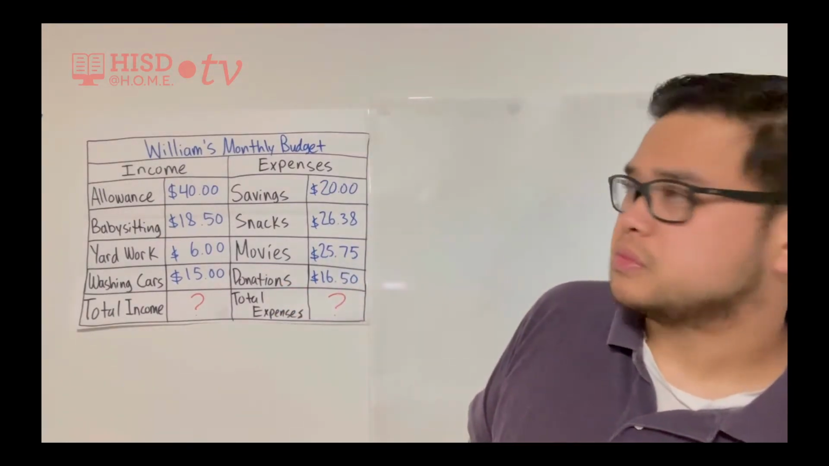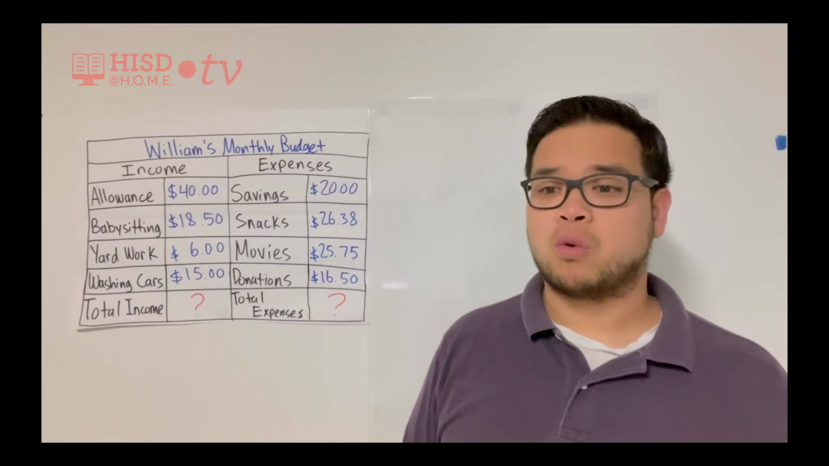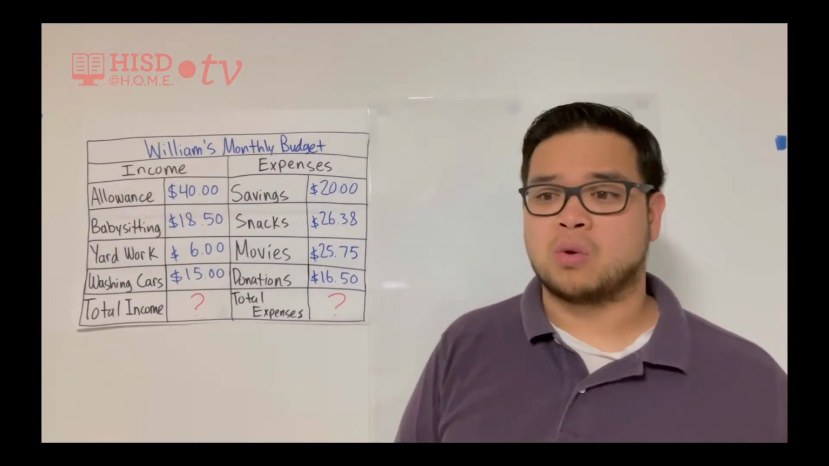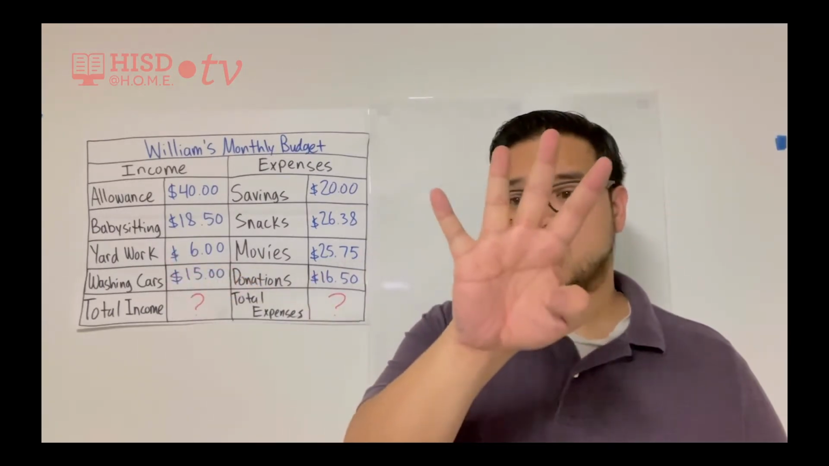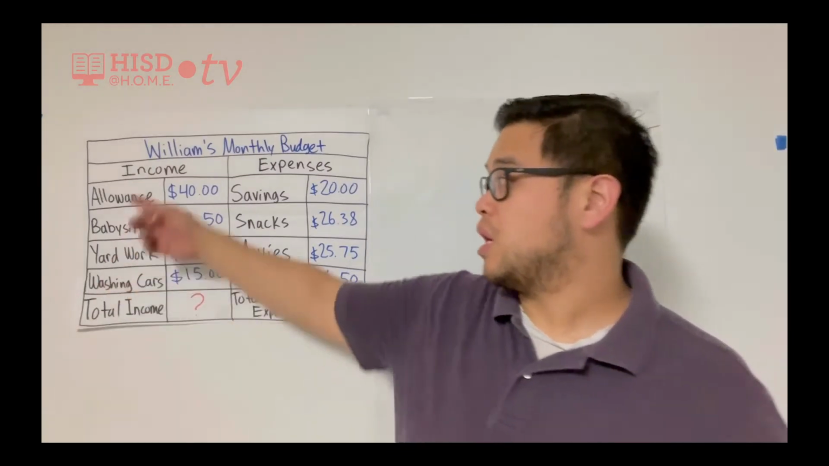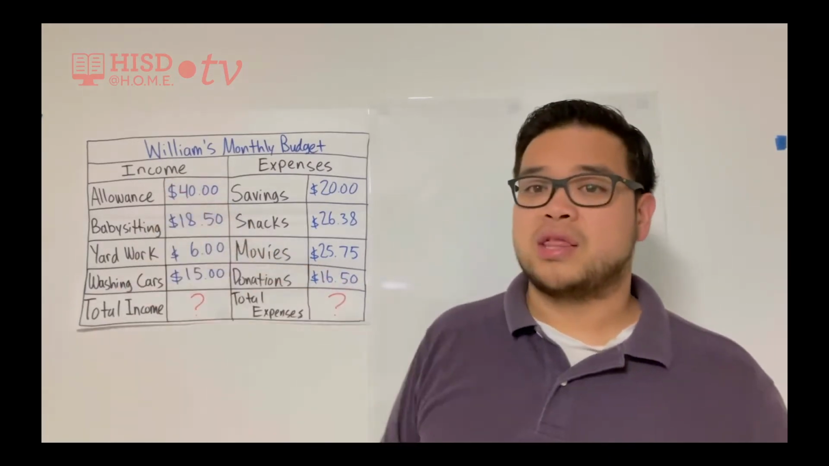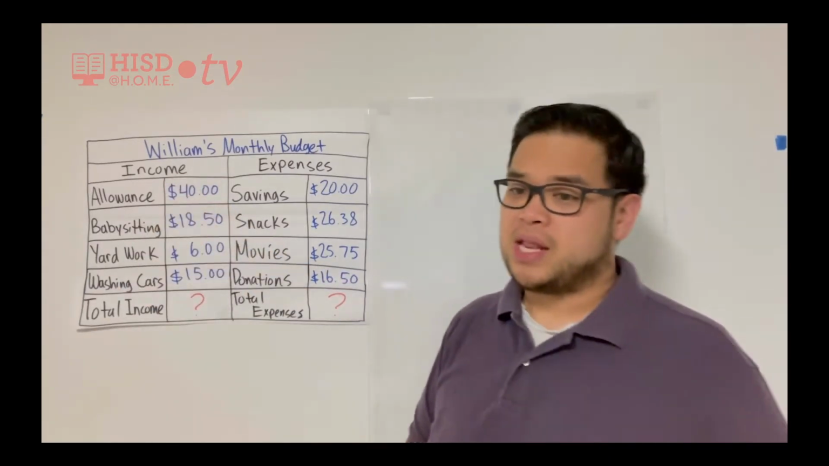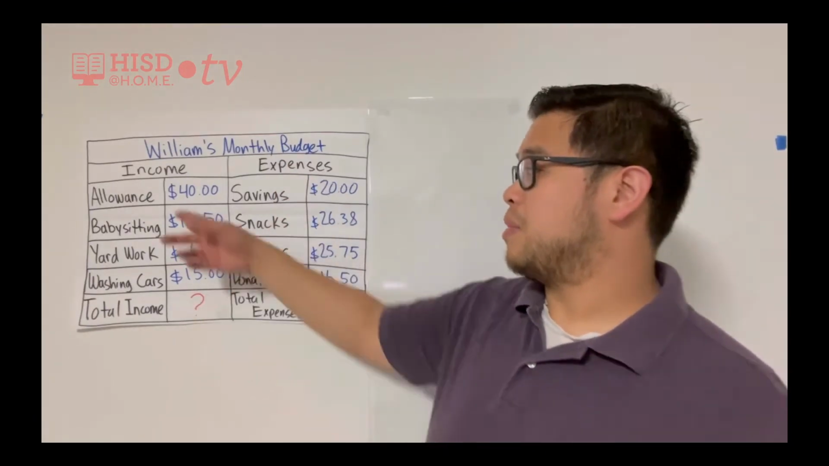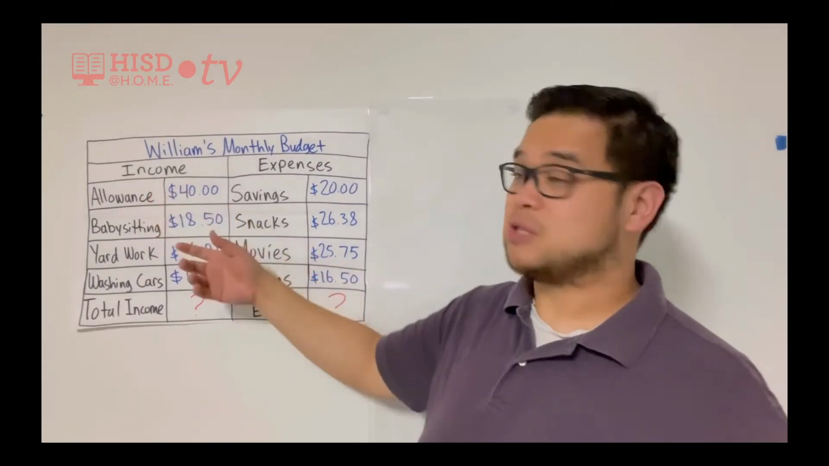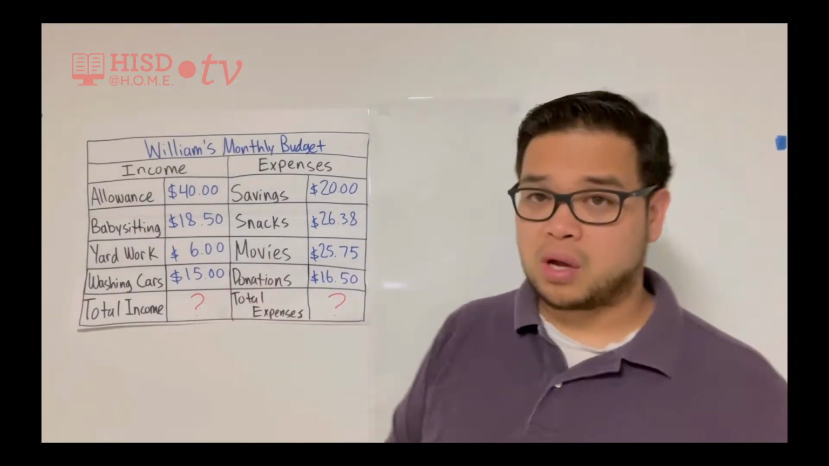We're going to be using this chart throughout the next couple questions. I have about 4 questions that I wanted to ask. Before I get to this question, one thing I do want to point out is that William has 4 sources of income: allowance, babysitting, yard work, and washing cars. So that's 4 different areas that he's earning money for his income. And then he also has 4 different expenses. So we kind of see that the money that he's earning is a balance with the money that he's spending. That's what we're going to look at. And we don't know the total, so we're also going to try to find that.